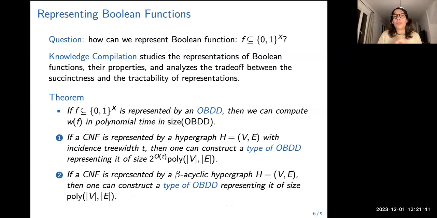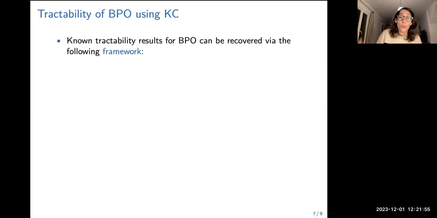And the second case in which you can construct a small enough OBDD starting from a CNF is precisely when the hypergraph is beta-acyclic, exactly like for our BPO. This started to make us think, and we showed that we can recover exactly all the known tractability results of BPO connected to the structure of the hypergraph by using one framework that uses knowledge compilation. And it's in only 3 steps.